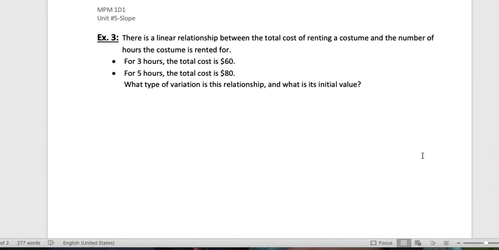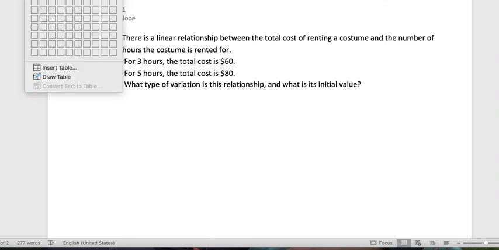Example number 3. There is a linear relationship between the total cost of renting a costume and the number of hours the costume is rented for. So for 3 hours, the total cost is $60. For 5 hours, the total cost is $80. What type of variation is this relationship? What is the initial value? So we're going to create a table of values again.